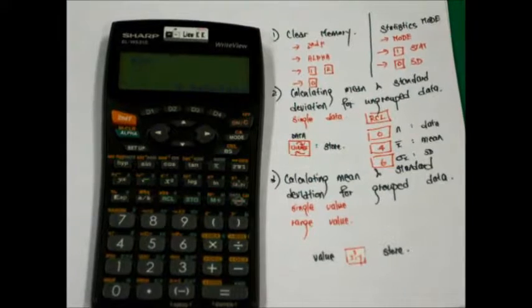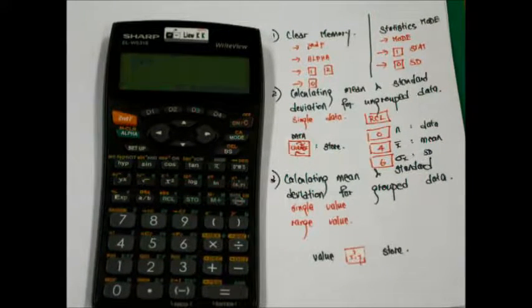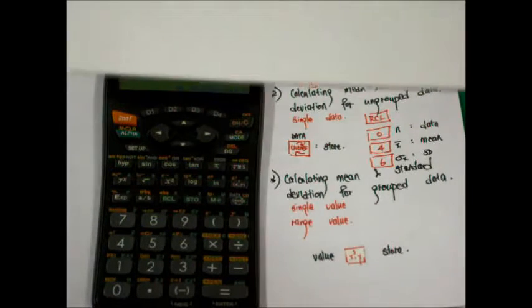Same thing, we are still going to do the calculation of mean and standard deviation for group data, but it's a range of values this time round. Okay? Now, let us take a look at page 10. At the bottom of page 10, you have Try It For.